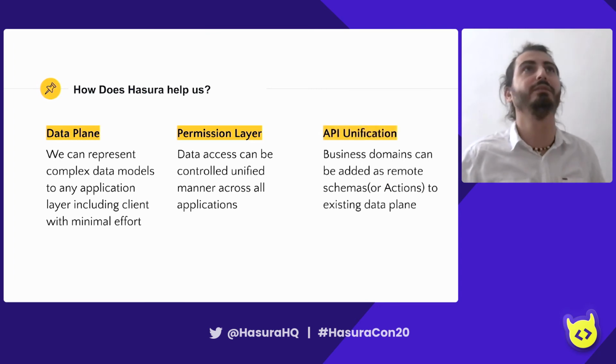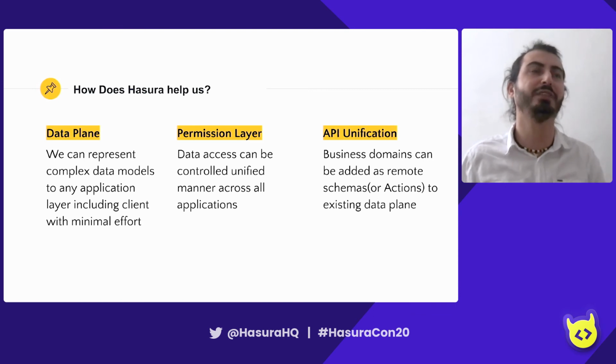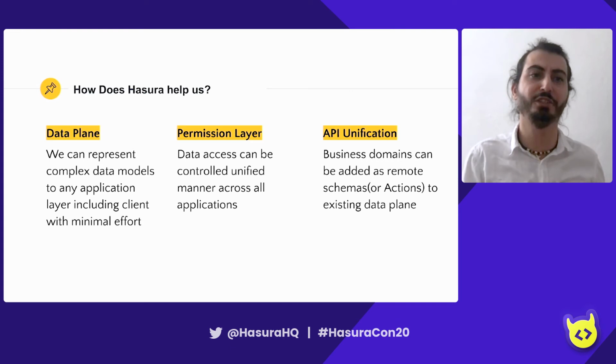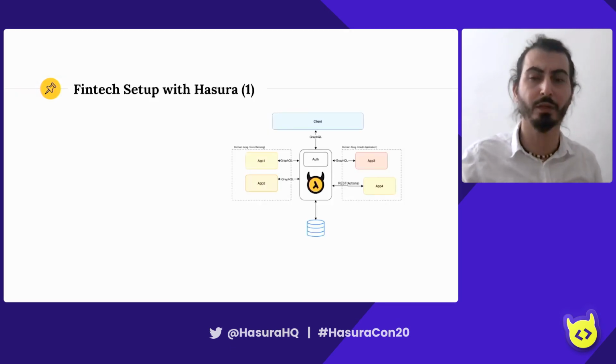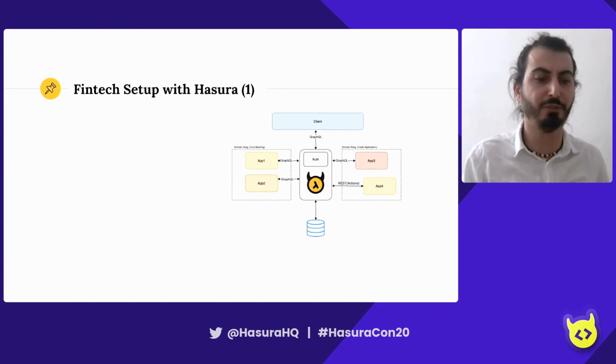And every time a new API is introduced, a new domain is introduced, there needs to be a convention out there. This is basically most of what GraphQL does, but Hasura helps us to actually represent our business domains in a unified manner. How does this work with Hasura, for example? I'm going to describe two exemplary setups that we had for our existing clients.